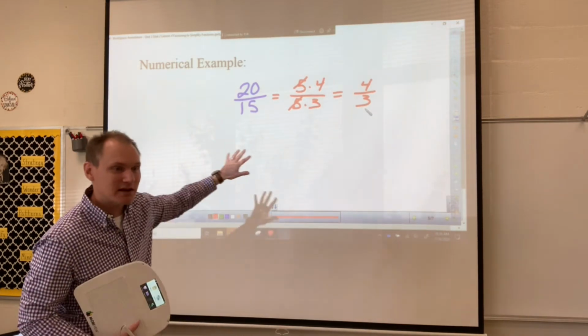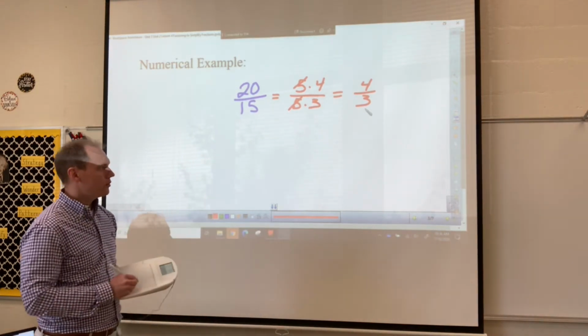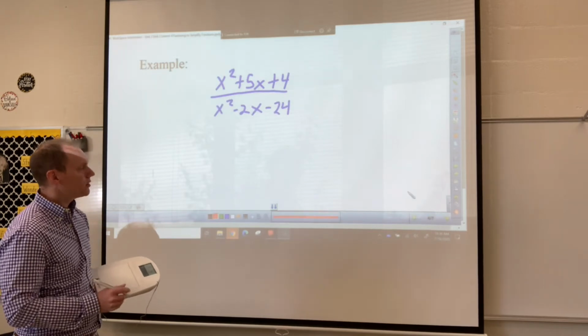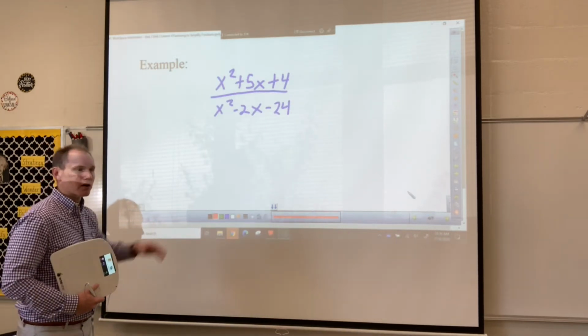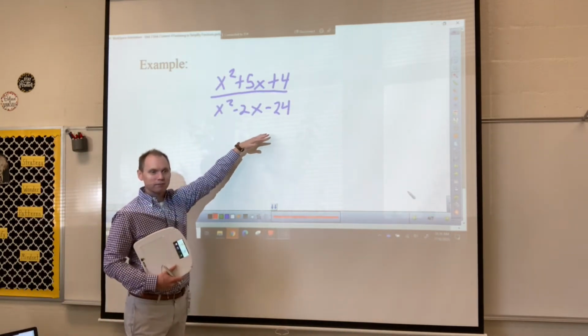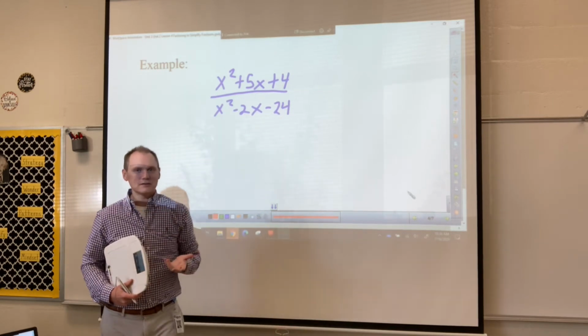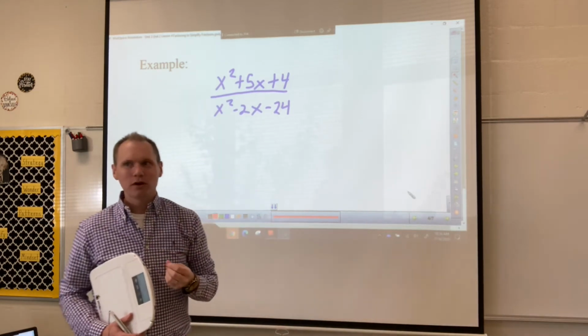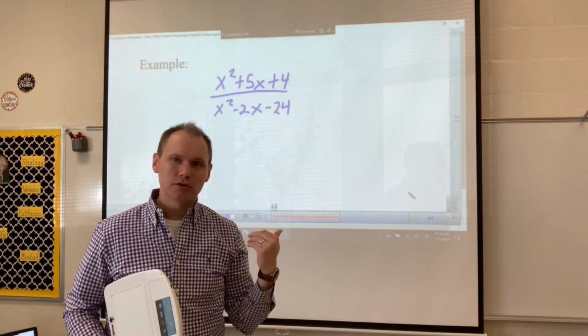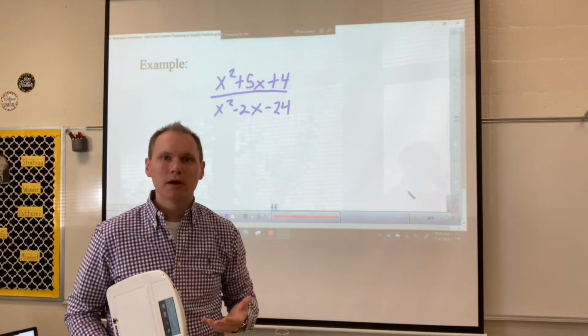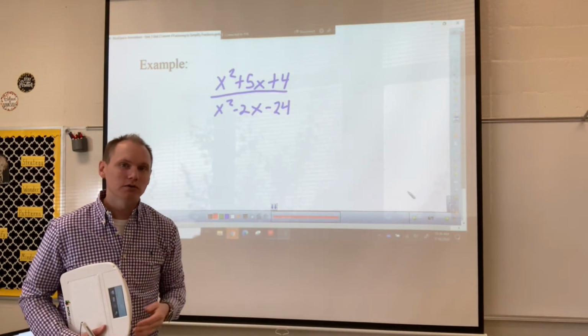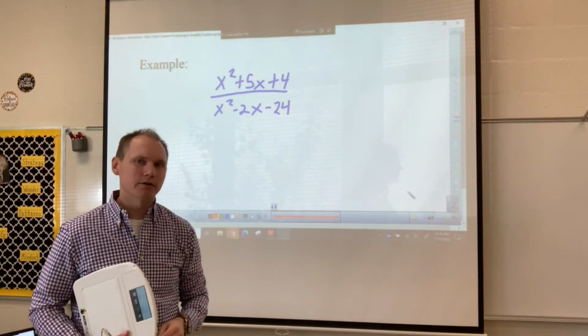That's exactly the same process we're going to go through, but with polynomials. So we've got a quadratic divided by a quadratic right here. I'm going to give you a second to try to find a common factor. To do that, you can just factor both of them and see if there's a common factor that you can reduce. Let me give you a second and see if you can try that on your own.